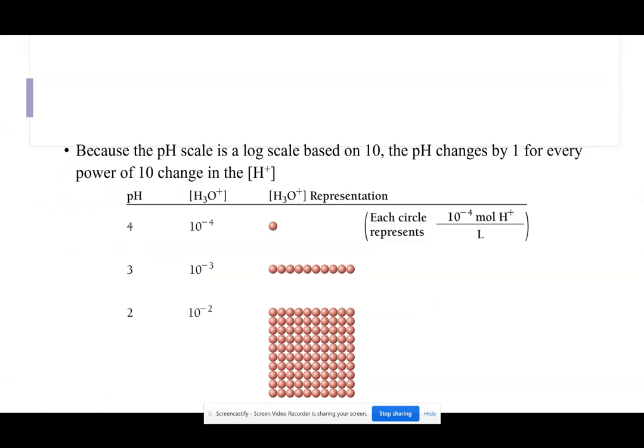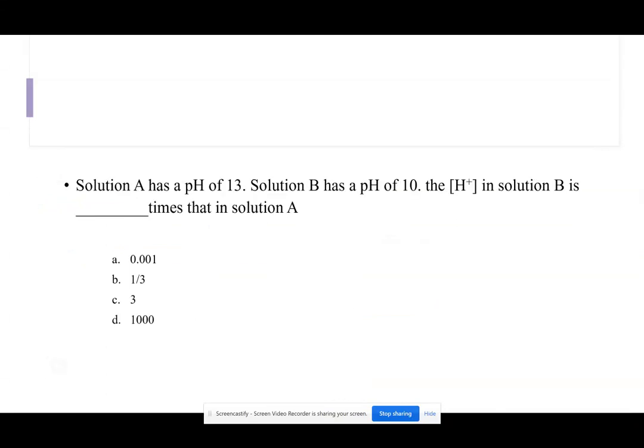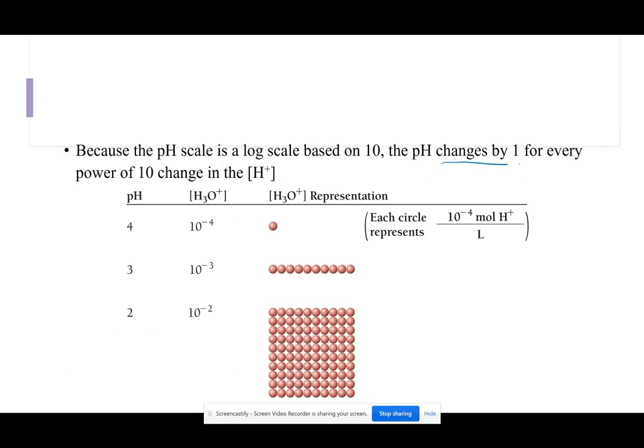Because the pH scale is a log base 10 scale, every time the pH changes by 1, there is a power of 10 change in the hydrogen ion concentration. So if my pH is 4, my hydrogen ion concentration is 10 to the negative 4th. When my pH is 3, my hydrogen ion concentration is 10 to the negative 3rd, so 10 times higher. When my pH is 2, my ion concentration is 10 to the negative 2nd, 10 times higher than that. So every change in 1 is a change in a power of 10 in the concentration.